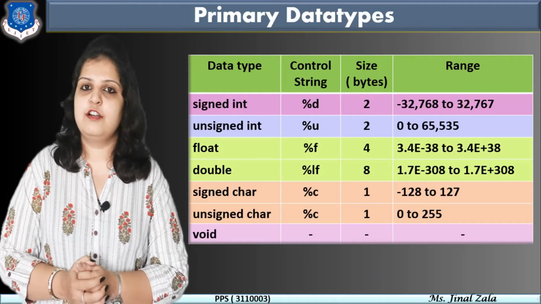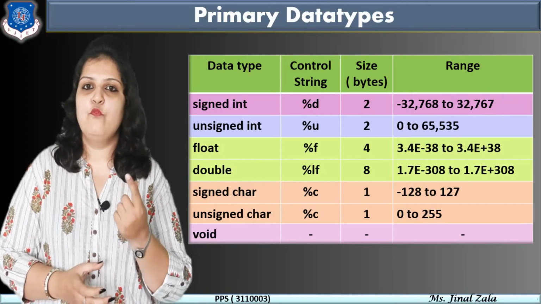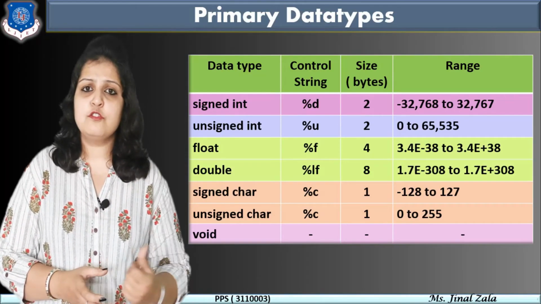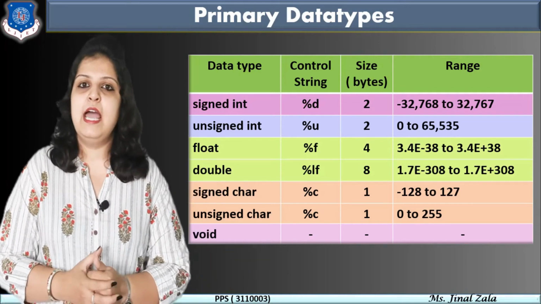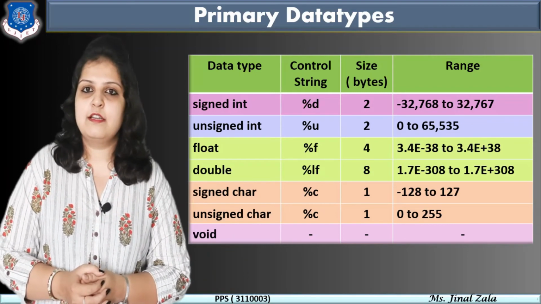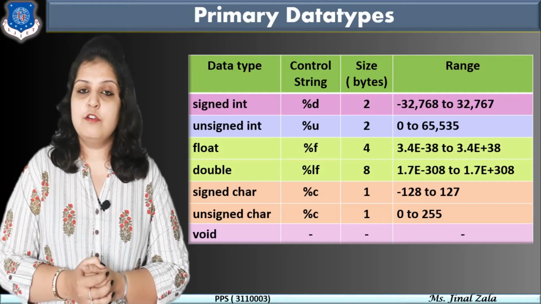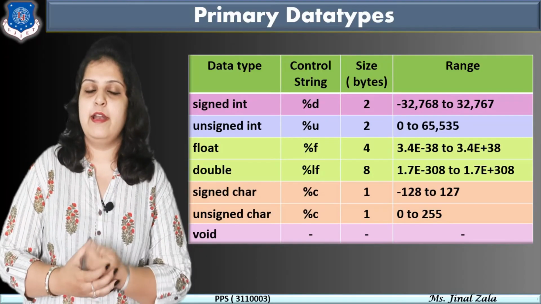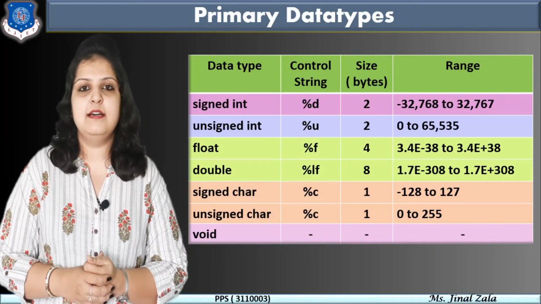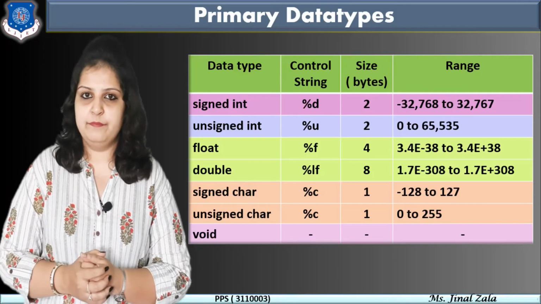For both, control string is %c and size in memory is 1 byte only. So it is the smallest data type among all the data types. You are confused, right? For character, how can we define this integer range? On the keyboard, all the characters have a particular number, and this number is called an ASCII number. So this range is of the ASCII number.